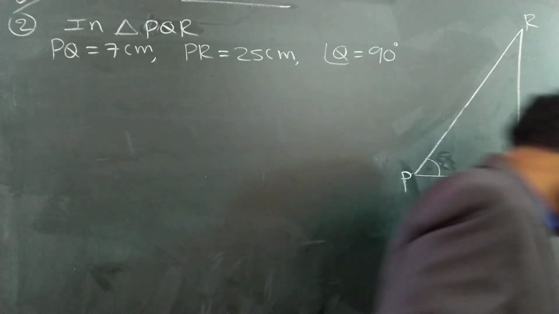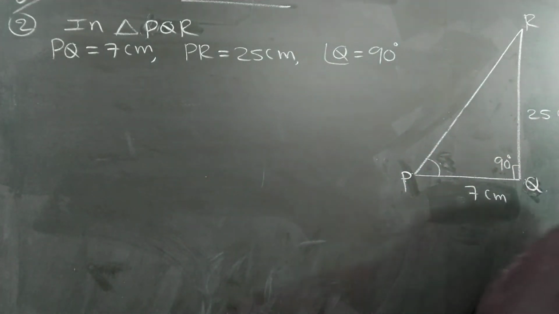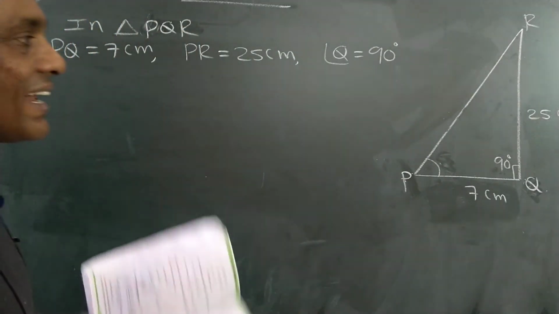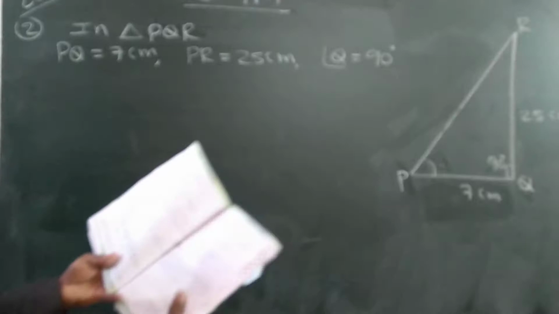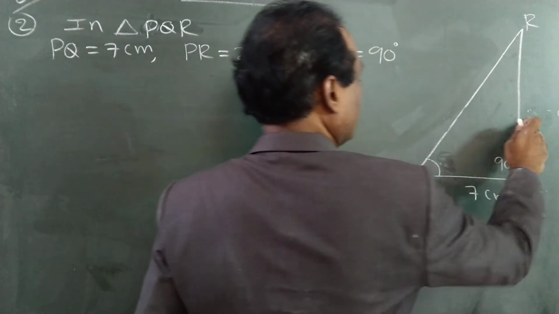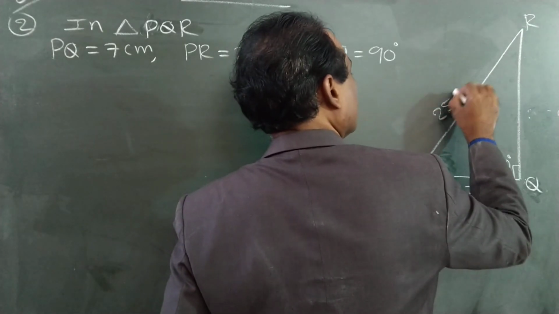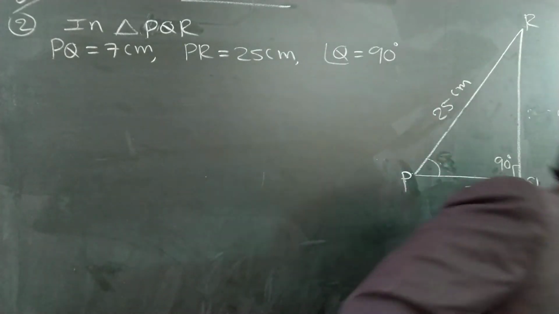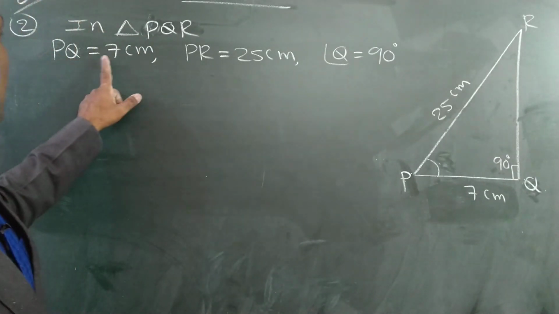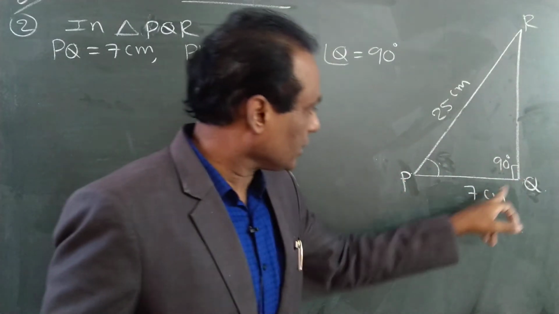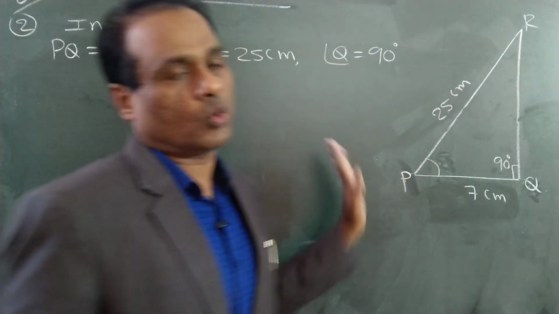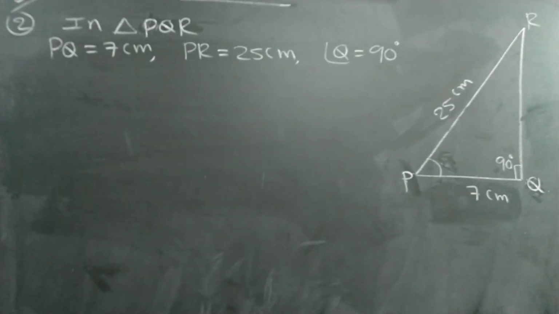And what is required? Tan P minus tan R. PR is 25, see here. PQ is 7. PR is 25. This is the problem.